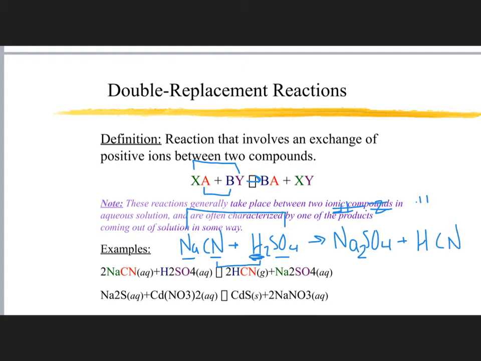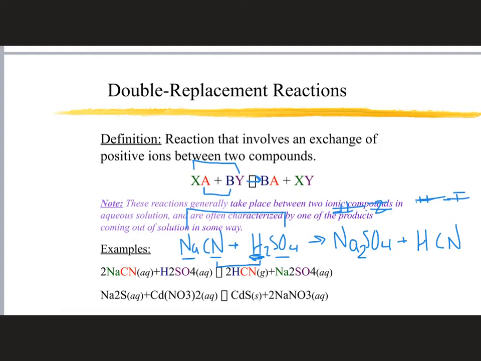Hydrogen is +1. Cyanide's -1. That already cancels. So I don't need any subscripts there. So these can be really tough to balance. I would say consider the polyatomic ion as a whole instead of trying to break it down. So what I see is that I have 2 sodiums on the left and 1 on the right. And then my other problem is that I have 2 hydrogens on the left and 1 on the right.